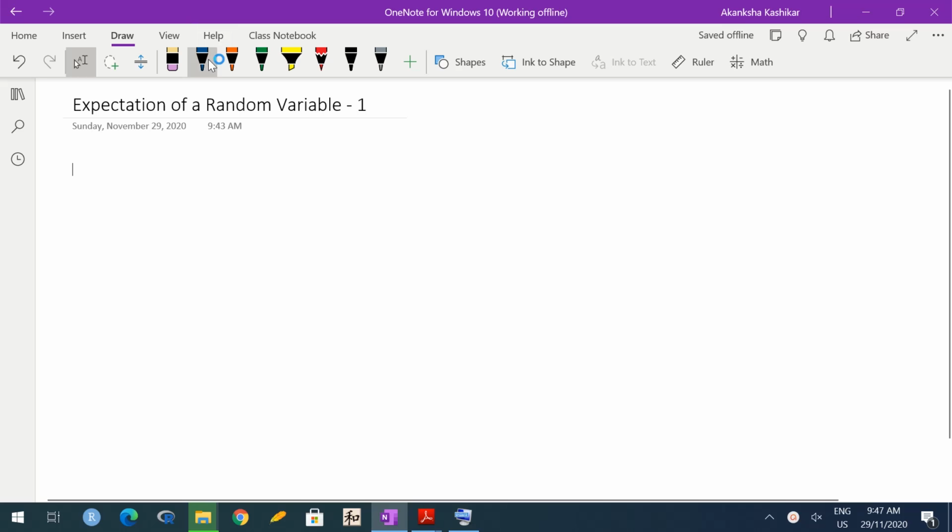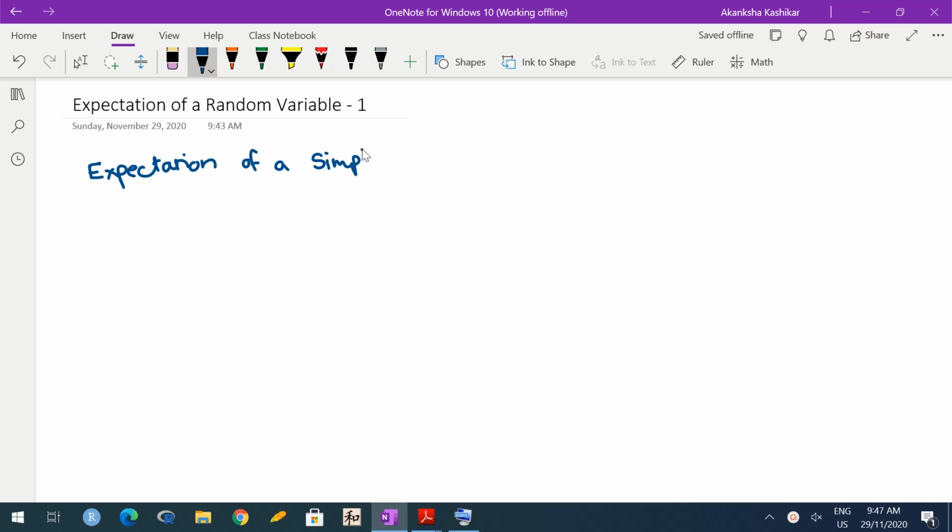So first, let us define expectation of a simple random variable. As I said, we are going to define expectation, in general, as the integral with respect to the probability measure over the entire sample space omega. In the case of a simple random variable, what does it equate to? Okay, can we simplify this?